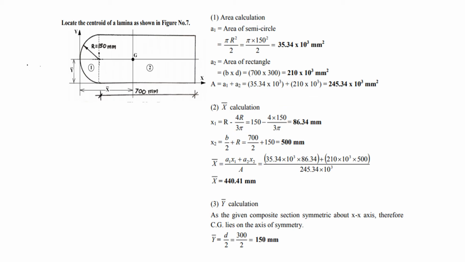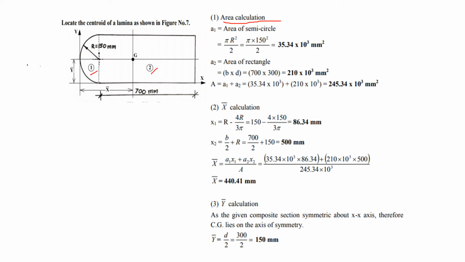Next, there is an example. Locate the centroid of the lamina as shown in the figure. First, area calculation, as this figure is given. So this is x bar and this is y bar. A1 is the area of the semicircle, because this semicircle we have taken as 1 and the rectangle is taken as 2.